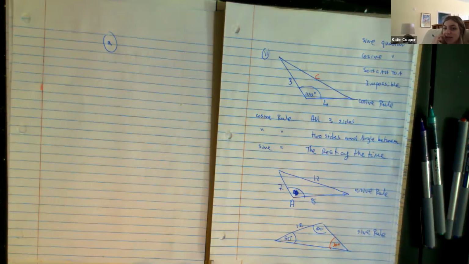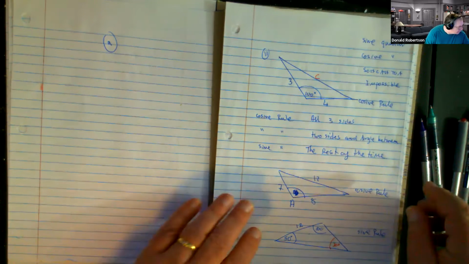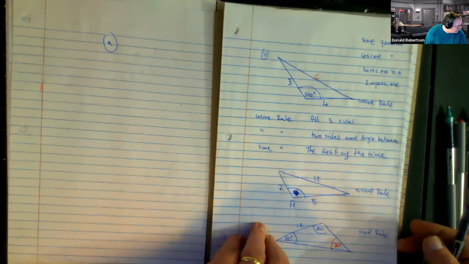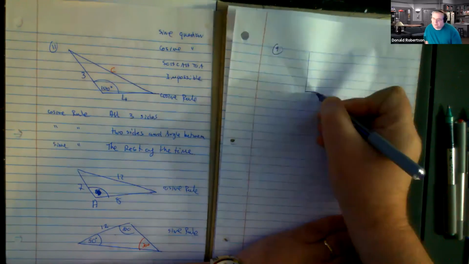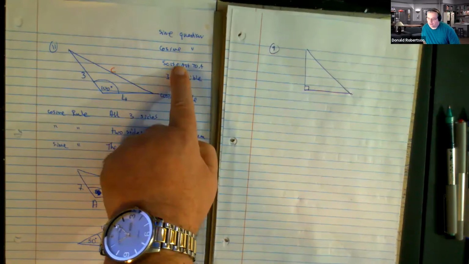So let me look at 9. Question 9 is a different question because they give you a triangle and you're just being asked to find the length of a side. So straight off the bat, do you see it's a right angle triangle? So I know it's SOHCAHTOA. That's what SOHCAHTOA is for, right?